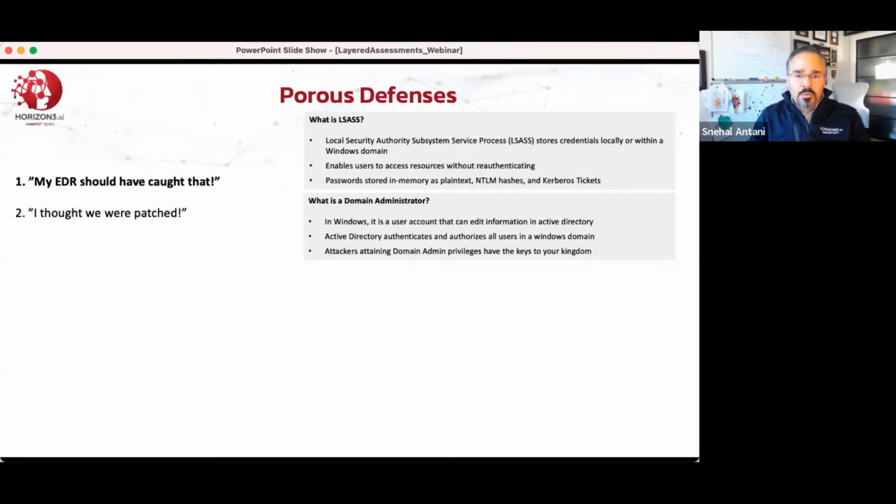And so what an attacker will want to do is, once they get access to a particular machine, they're going to try to dump the memory of that LSASS process and try to pull out passwords that were stored. The objective is to achieve a critical impact, like becoming a domain administrator within that Windows domain. And a domain administrator in Windows is a special user account that can edit information in Active Directory. And Active Directory is that entity within your environment that is used to authenticate and authorize all Windows machines in the domain.